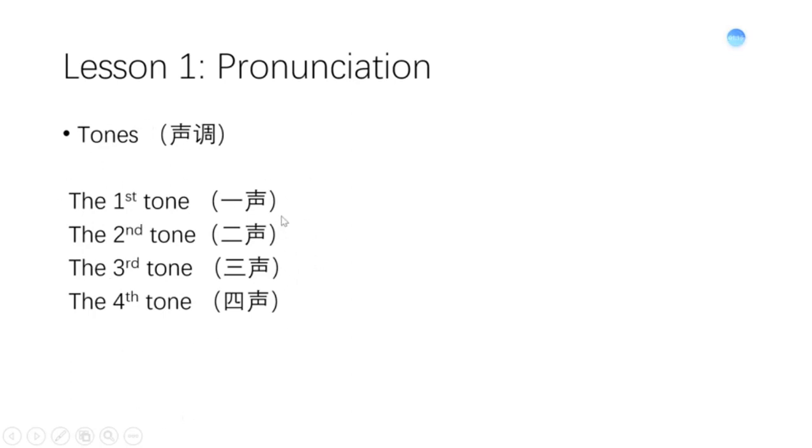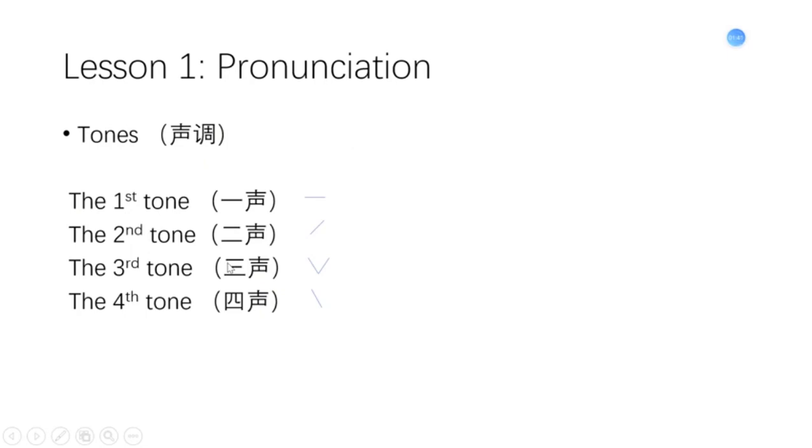Okay, and there are different marks for each tone. It's written this way. So the first tone, 一声, is written this way. It's high and flat, it's level, just a line. Okay, and the second tone, 二声, is written this way. It's going up, an upward line.